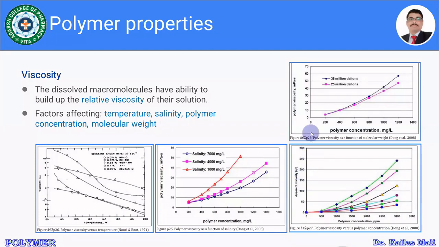Then let us see the effect of molecular weight, the very last parameter, how it is going to affect the viscosity. Look at the graph. There are two plots, and one has a molecular weight of 25 million Daltons, and the blue one has 38 million Daltons. The graph indicates that as we are increasing the molecular weight of the polymer, the viscosity of the solution is going to be increased.